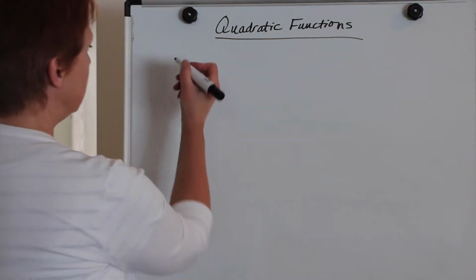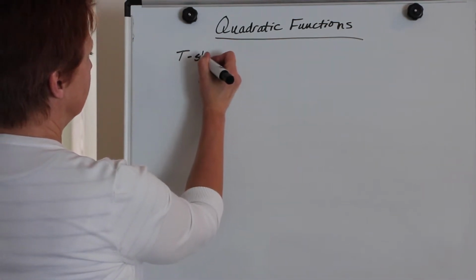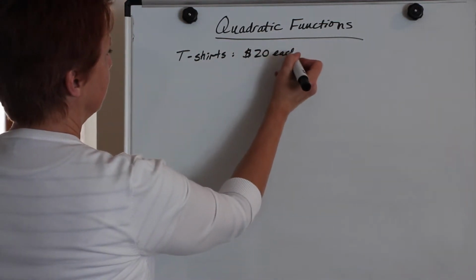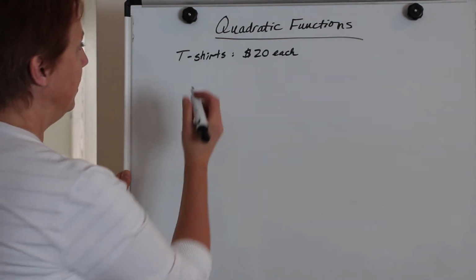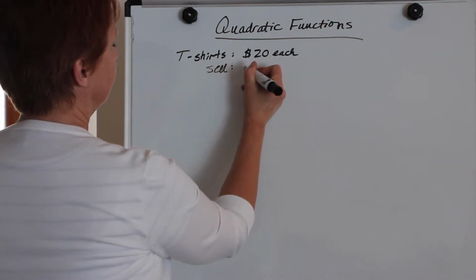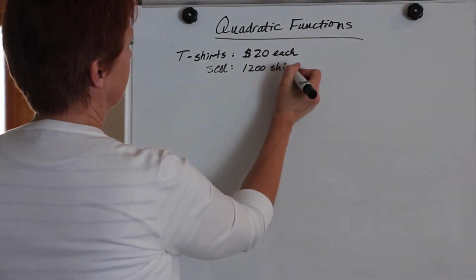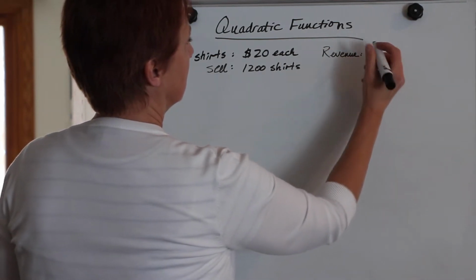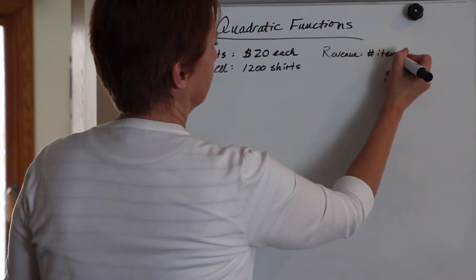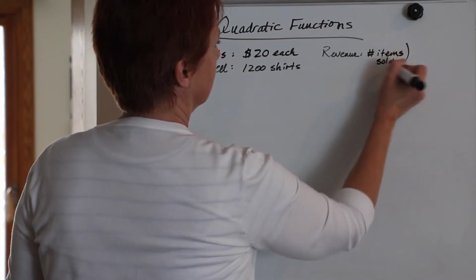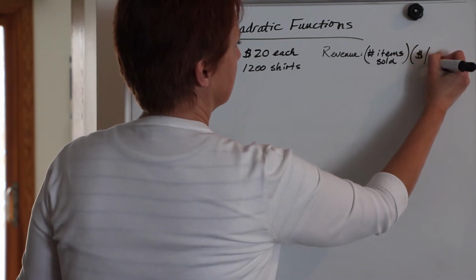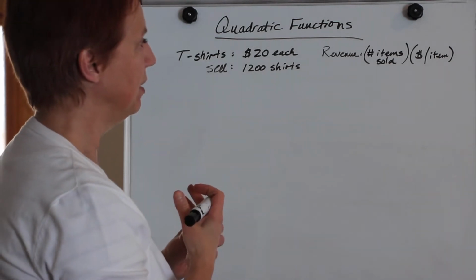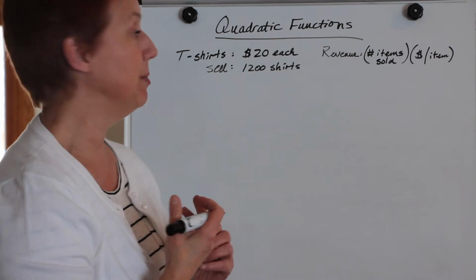Here's an example. So let's say that we sell t-shirts for a fundraiser, and we sell them for $20 a piece. And every year we sell 1,200 shirts. That's about how many we sell. So revenue is defined as the number of items sold times the price per item. Okay, it's not profit, something different. We won't worry about that. We just want to figure out what's the highest revenue that we can possibly make here.